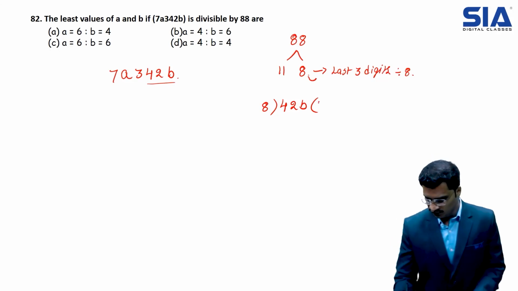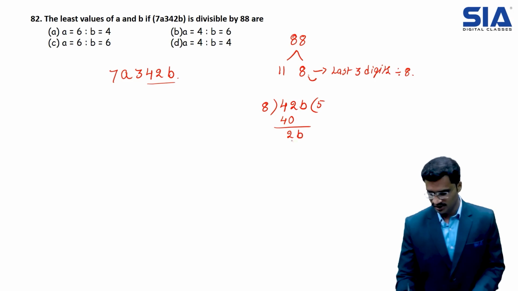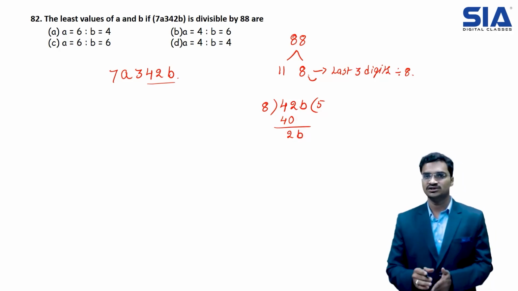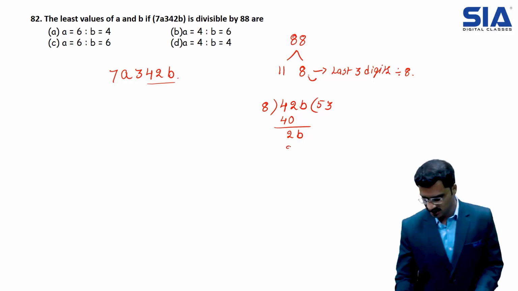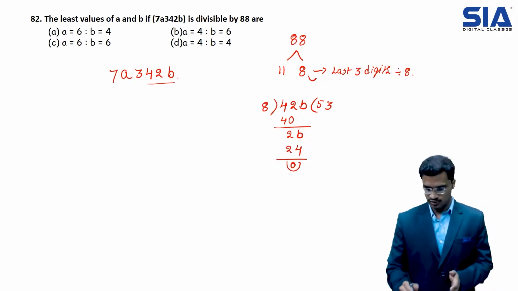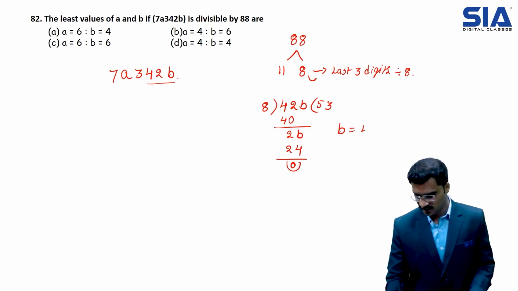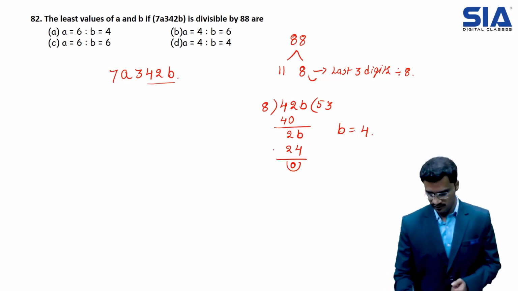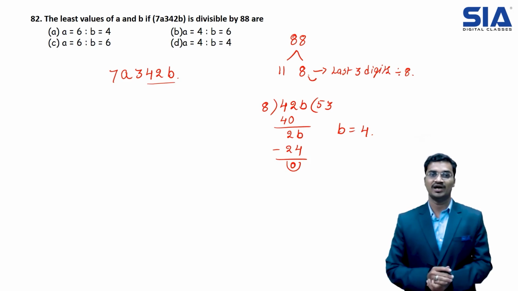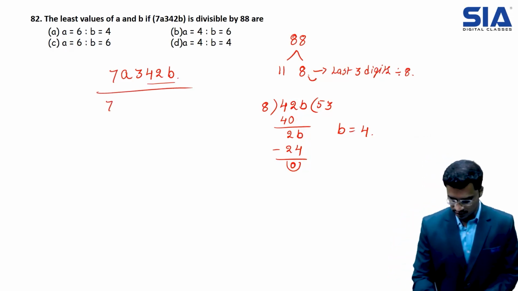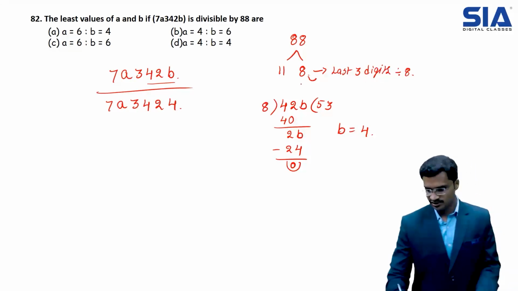Let us see. 5 8s are 40. Then here 2, then b. Next, 8 2s are 16, 3 8s are 24. So our remainder should be 0. So in the place of b, what should I substitute? I have to substitute the value 4, because when I substitute b as 4, then 24 minus 24 is 0. So the value of b is 4. Now I have checked the divisibility of 8.